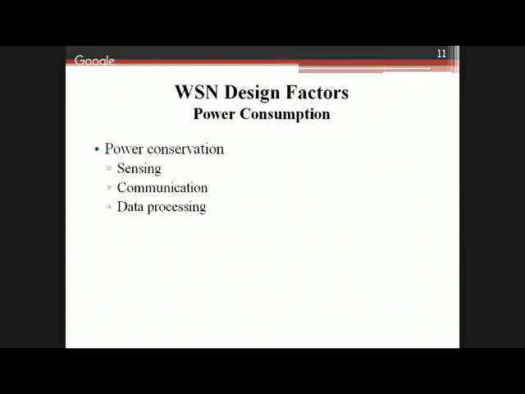One is the sensing task, where you are gathering data from the real-time world. So power is also consumed there. Communication means when you are transmitting that data to the neighboring sensor nodes, there the power is consumed. And of course the data processing part, where you have to process the digital data that you are getting from the sensor nodes. So in processing, in computation, a lot of power is going to be consumed.